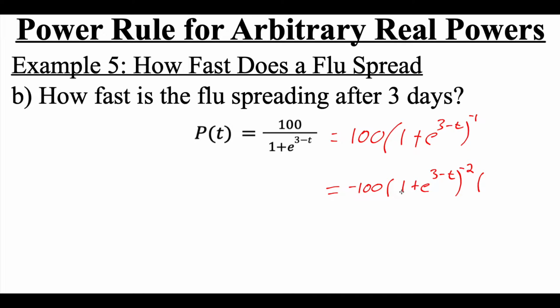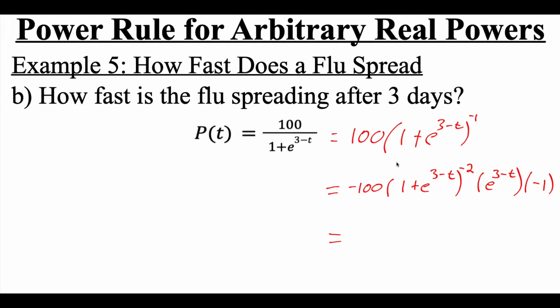So the derivative of 1 is 0, and if we do the derivative of e raised to the 3 minus t power, well, that just stays the same, e to the 3 minus t, but we're going to have to attach another chain because the power on that e is also a differentiable function. 3 derives into nothing. Negative t derives into negative 1.